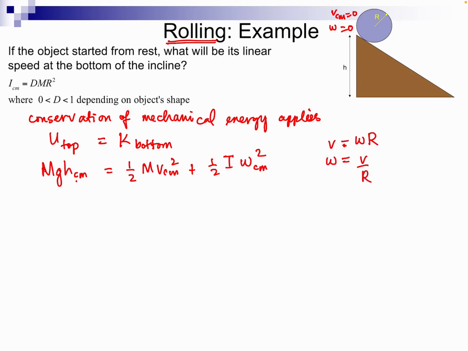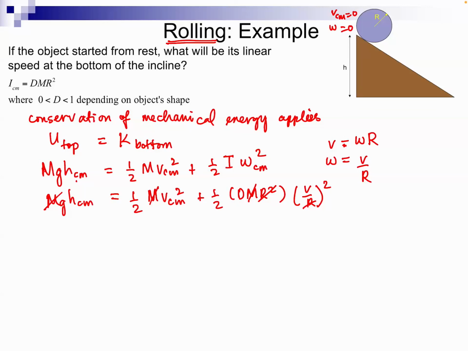So we write this as 1/2 m v_cm squared plus 1/2 times I, and I'll substitute I with the given moment of inertia, d m r squared, and the angular speed expressed as v over r, squared. Okay, so we can simplify this. The r squared will cancel, and the mass will cancel from both sides of the equation.